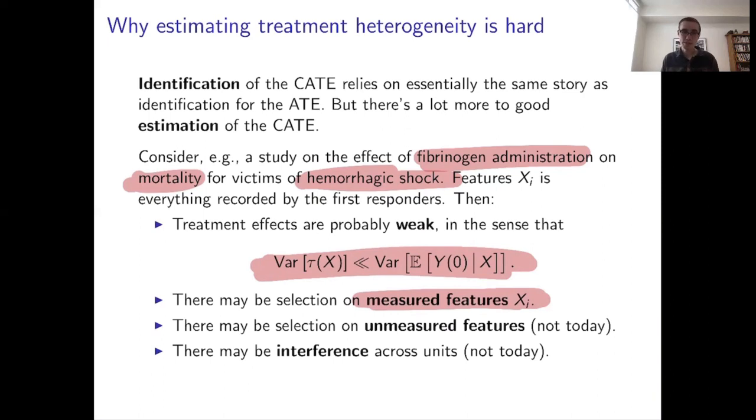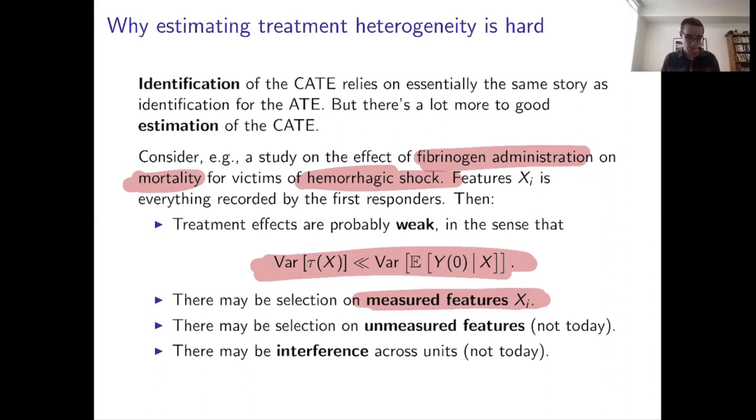So these first two challenges, how to accurately estimate treatment effects while recognizing that treatment effects are probably weak and there may be confounding due to measured features X. This is what we're going to talk about today, and design methods that are a best attempt to address these difficulties.